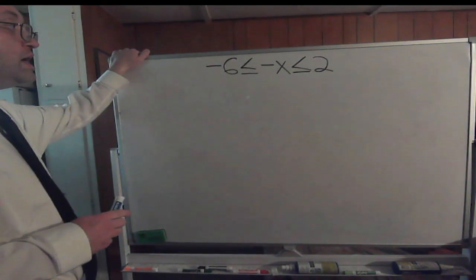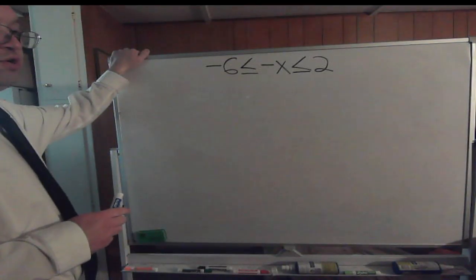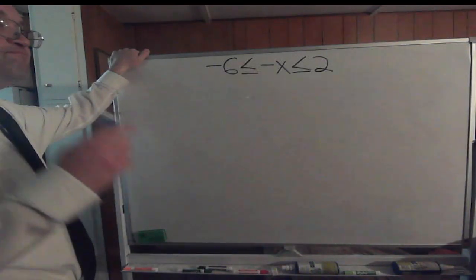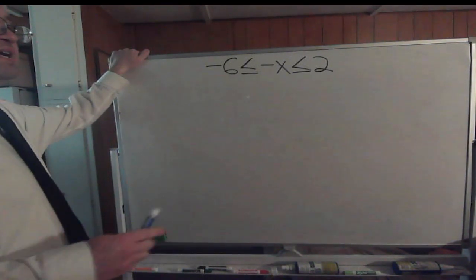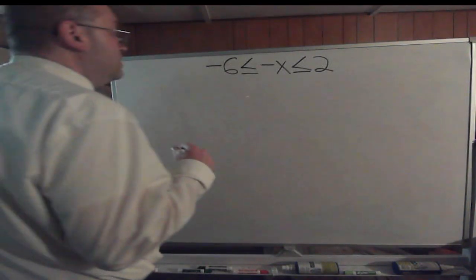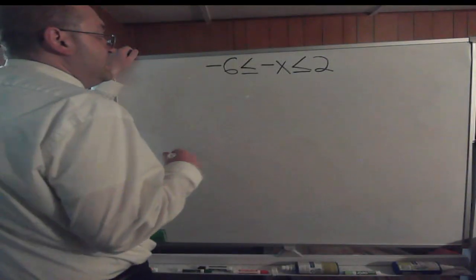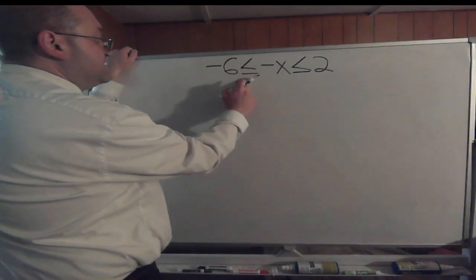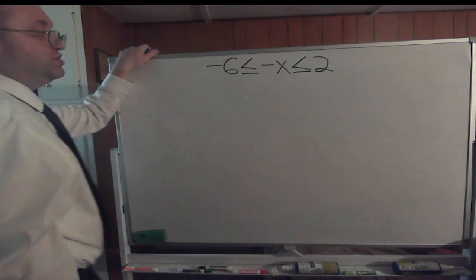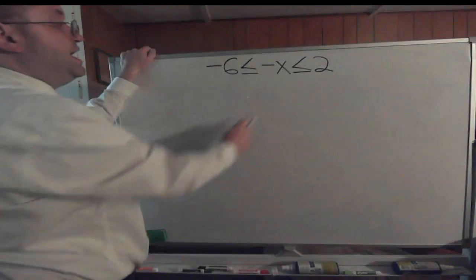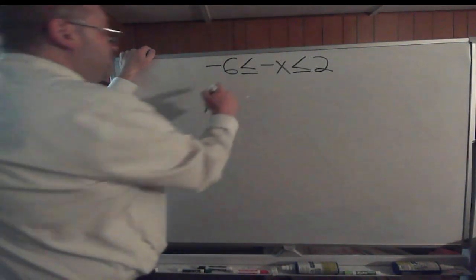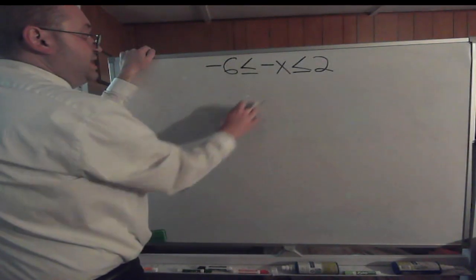Well, what you can do, since this is a combined set, it's a conjoined set, it's a conjunction. What that means is that you're going to have, since -6 is less than or equal to -x, which is less than or equal to 2, whenever you have a conjunction, you can actually split these up into separate pieces if you want. What I mean by that, start with -6 is less than or equal to -x.